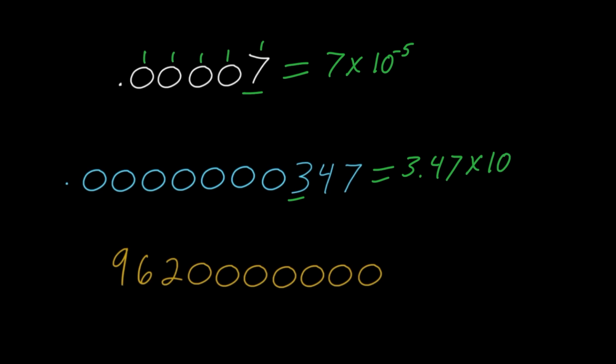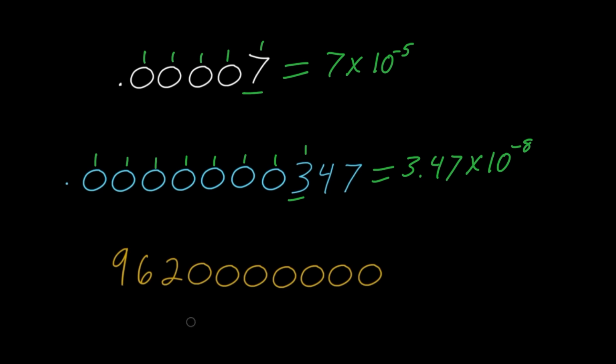And what is the exponent? Well, again, we count up every single digit, including that first non-zero number. So that's going to be 1, 2, 3, 4, 5, 6, 7, 8. So this is going to be 3.47 times 10 to the negative 8 power. Negative 8, and again, we have that negative sign because we're dealing with a number that is smaller than 1.